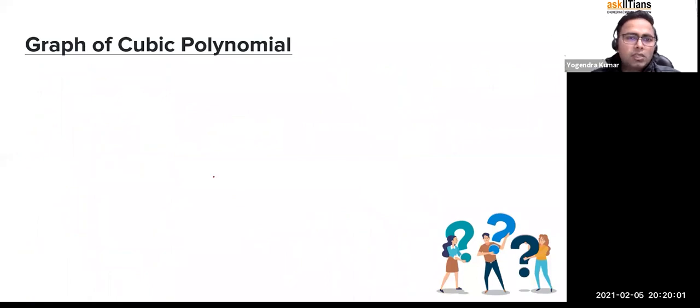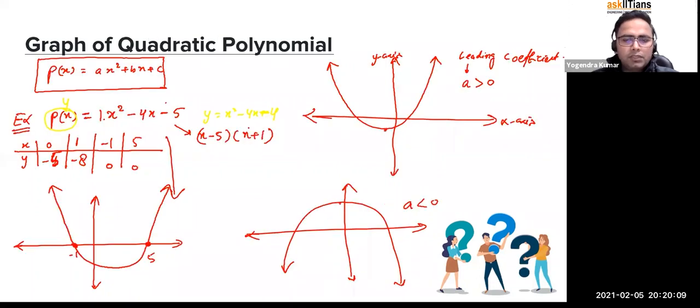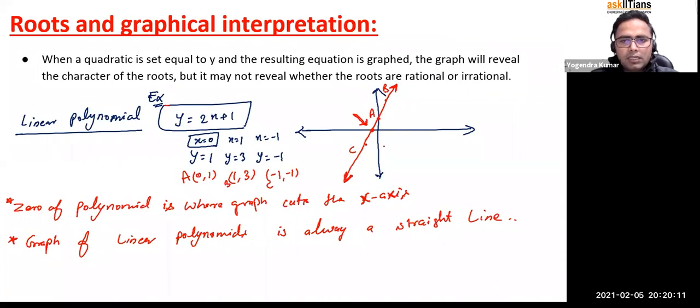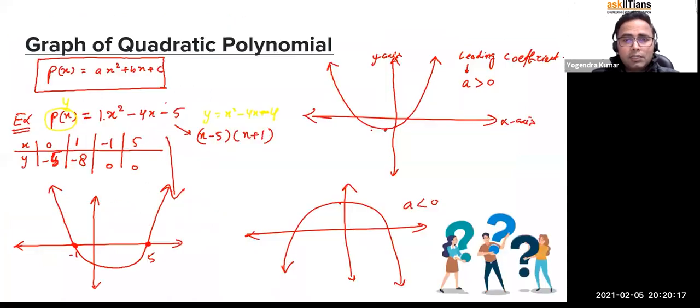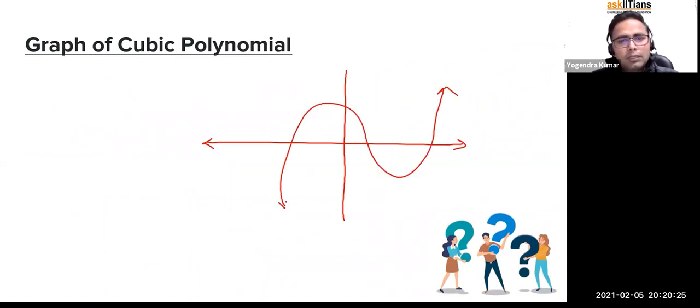Let's come to the cubic polynomial graph. What you have seen previously: a linear graph is cutting the x-axis once, a quadratic graph is cutting the x-axis twice, and a cubic graph is going to cut the x-axis how many times? 3 times, right?